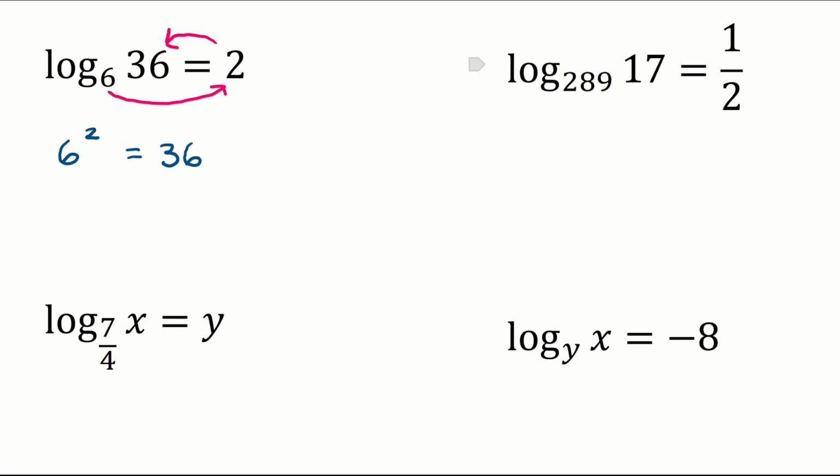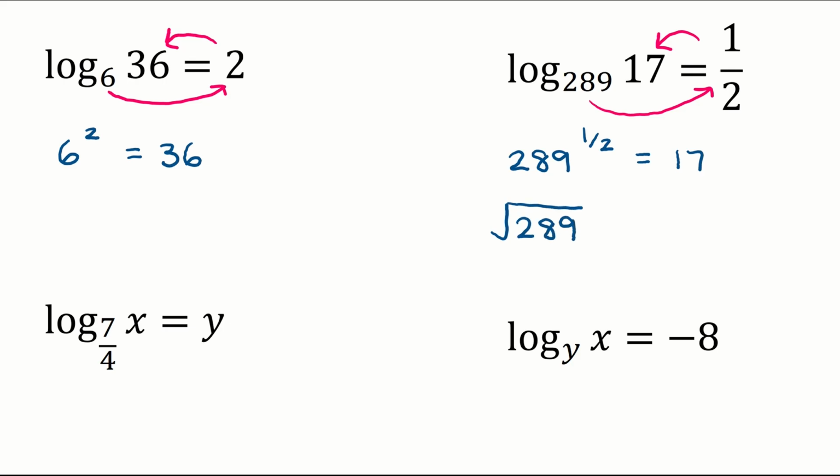Same thing with the next one. We have 289 to the power of 1 over 2 is equal to 17. This one can actually be written in two ways. So the first way is what I just said, 289 to the power of 1 over 2 is equal to 17. The second way involves putting a square root around the 289 using our exponent rules and having that equal to 17.